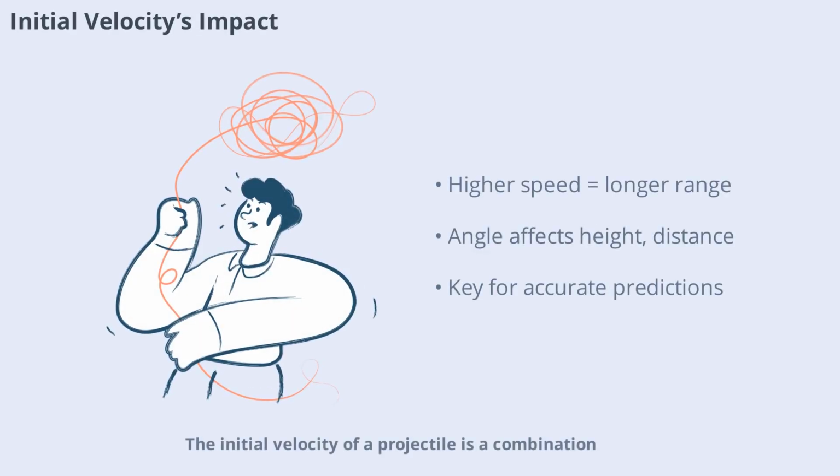The initial velocity of a projectile is a combination of its speed and direction at the moment of launch. A higher initial velocity generally means the projectile will travel farther and reach a greater height. The direction, or angle, of launch also plays a critical role. By analyzing these components, we can predict and control the outcome of projectile motion in everything from sports to engineering designs.